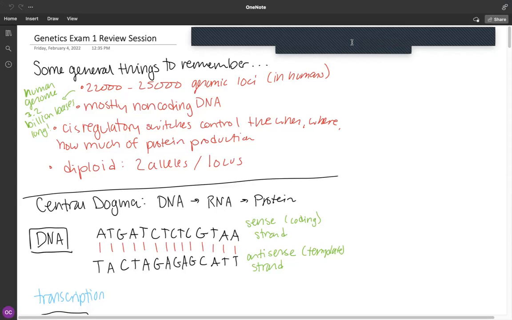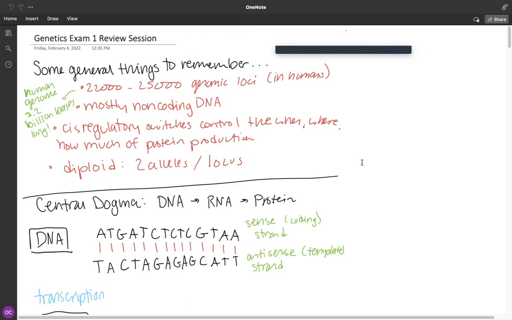And I'm going to try to go over kind of everything that we learned, with special attention to the questions that we've reviewed, the kinds of topics there, because I think that would be good to focus on for the exam. So starting off with the things we talked about at the beginning of the semester, general things to remember. So 22,000 to 25,000 genomic loci in humans.